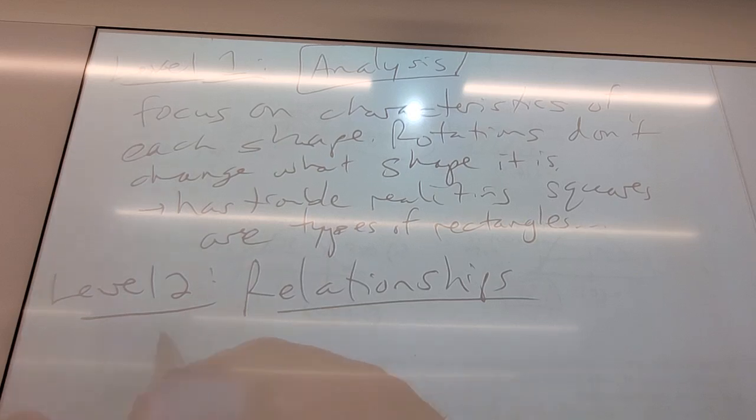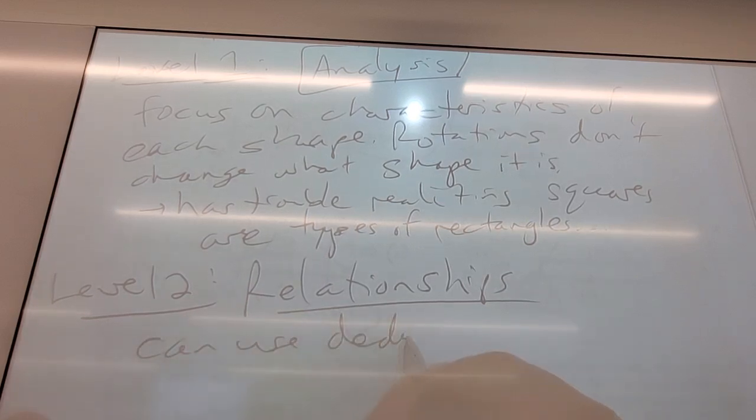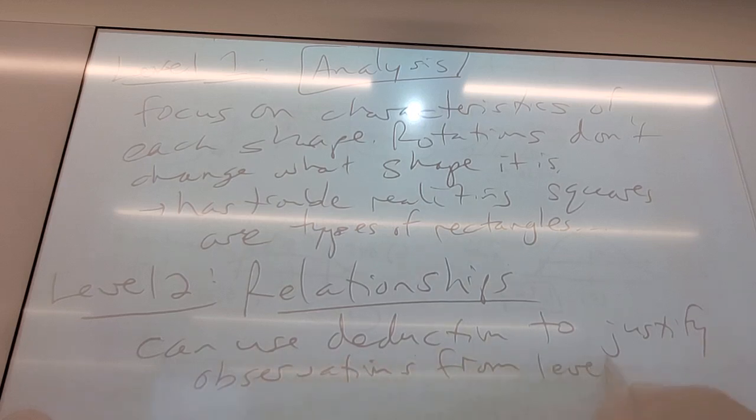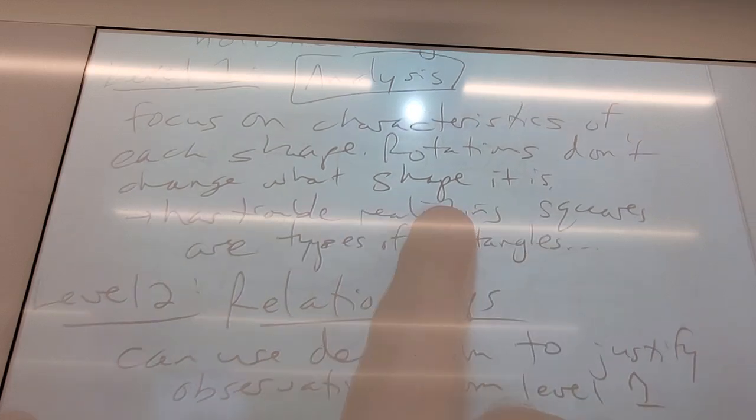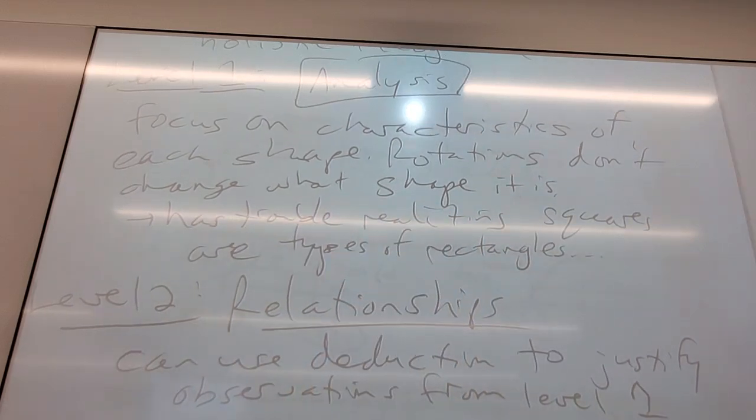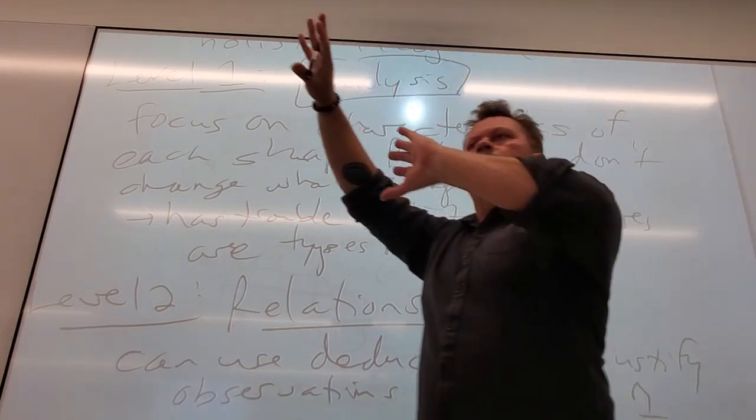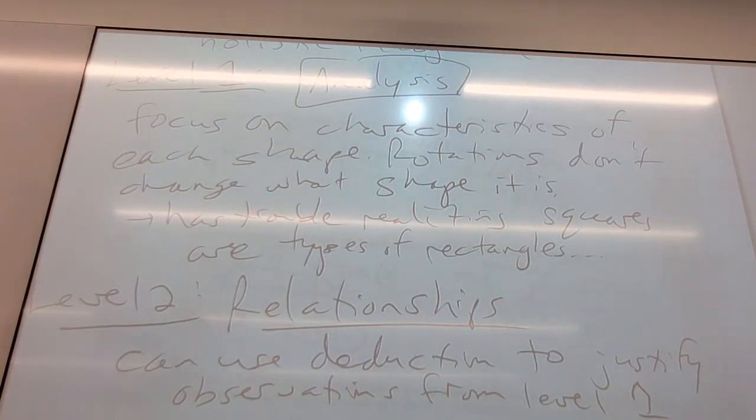Oh, sure. They can use deduction to justify observations from level 1. Meaning, in level 1, they are starting to get the definitions down, but in level 2, you can use the definitions more fully. Like the definition of a parallelogram leaves it open that a rectangle is also a parallelogram because it matches the definition. Okay, maybe.